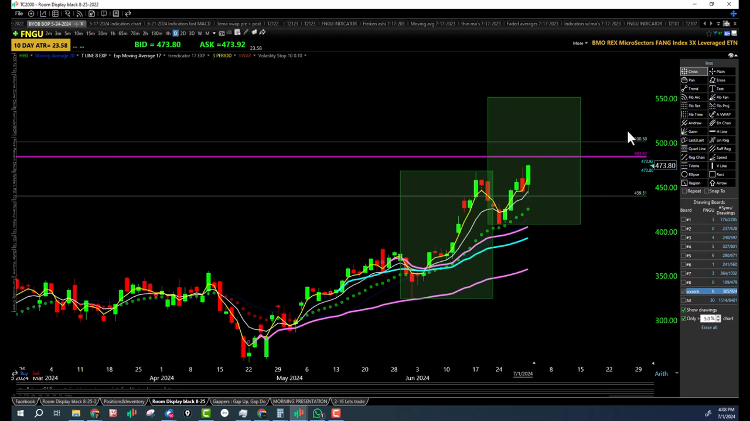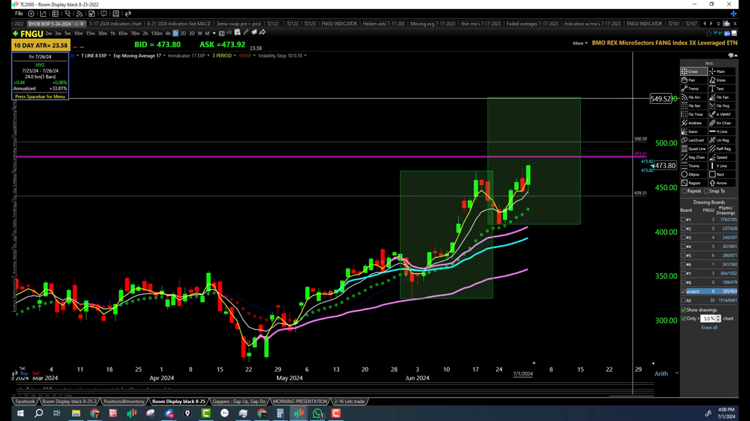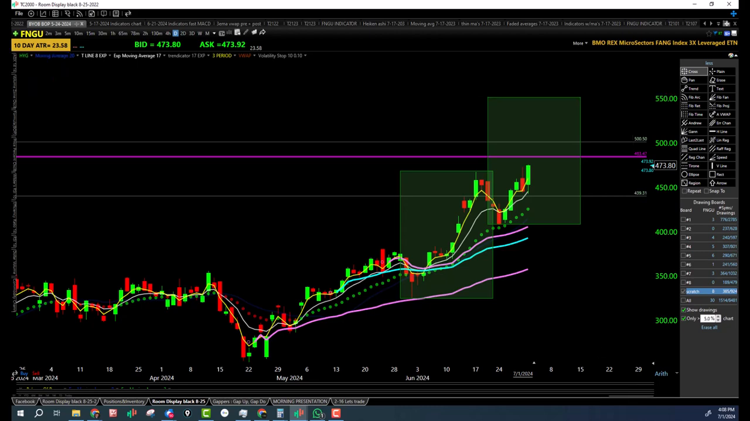Okay, so you can see FNGU could go all the way to 550. I think if FNGU goes to 550, that drags the SPY up another possibly $30, $40, $50, maybe even higher, if T2123 could get on board, or if IWM could get on board. If either one of those could get on board and FNGU does go to 550, well, we could see SPY 600. We'll see what happens here.